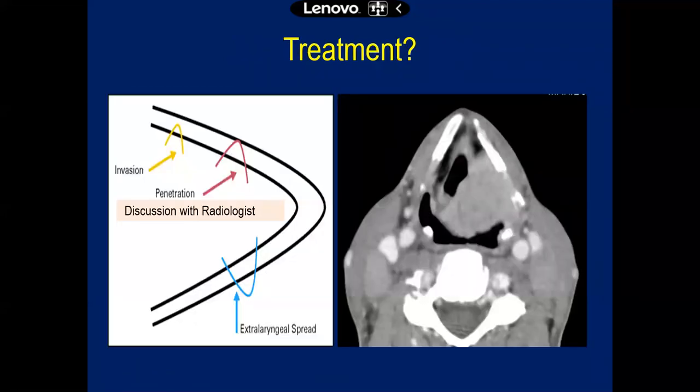Now coming to the penetration, I told you there is lysis, but there is no extralaryngeal spread. To be very honest with you, I do not know how to treat the patient.